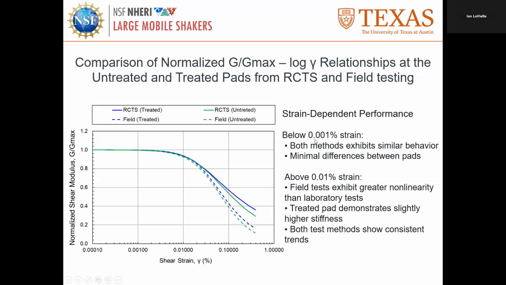Below 0.001% strain, in the linear range, they match together. Those are exactly the same thing. But after 0.01% strain, the field test shows more nonlinearity than the laboratory test, right? It's a little larger, the stiffness is lower.